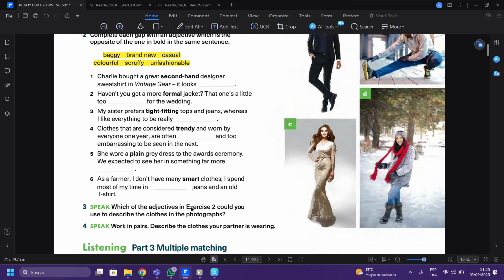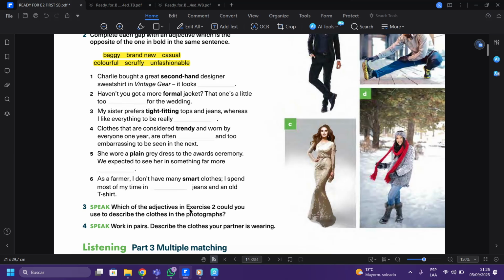Now you have to tell me, using these adjectives, what is the way that you wear clothes, to practice a little bit, so that you can put into practice these adjectives that we have learned right now. Tell me about you. Colorful, brand new, scruffy, casual, formal, smart clothes, trendy, tight-fitting. Tell me.